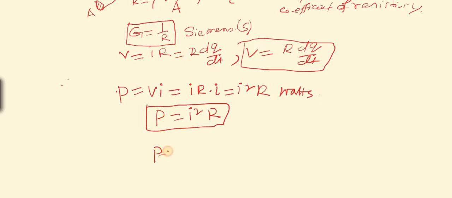Say P is equal to V into I, and this V I, you can see in terms of conductance is V square into G, or it is equal to I square by G, since I is equal to VG.